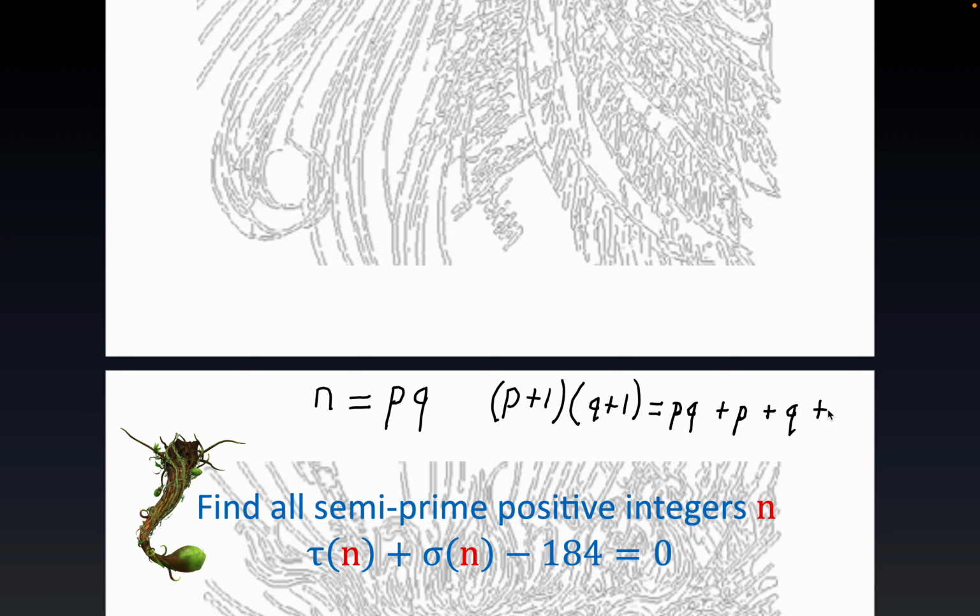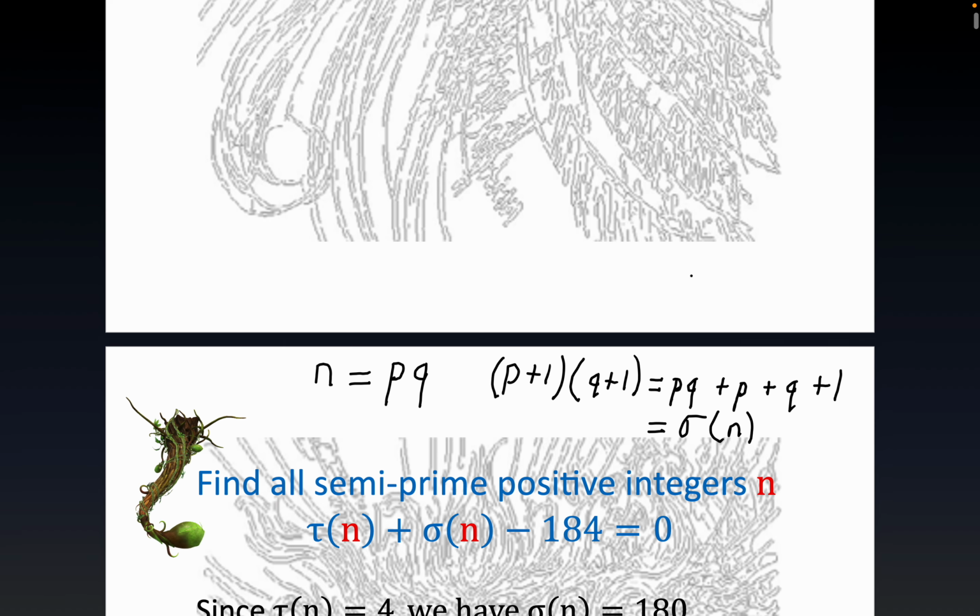Okay, but those are precisely the divisors because p and q are relatively prime. pq is certainly a divisor of itself. That's n is a divisor of itself. p is definitely a divisor. q is a divisor, and so is 1. But notice that this is equal to sigma of n. It's the sum of the divisors. Okay, so a fairly simple form for the sum of divisors of a semi-prime.